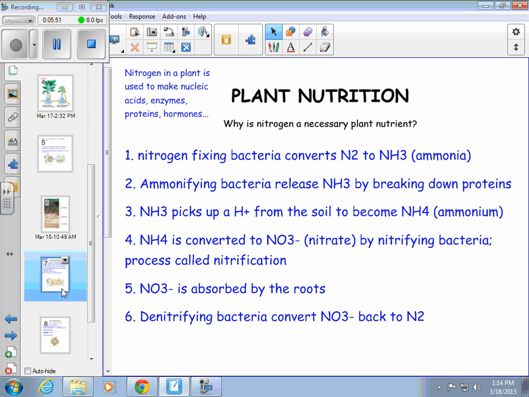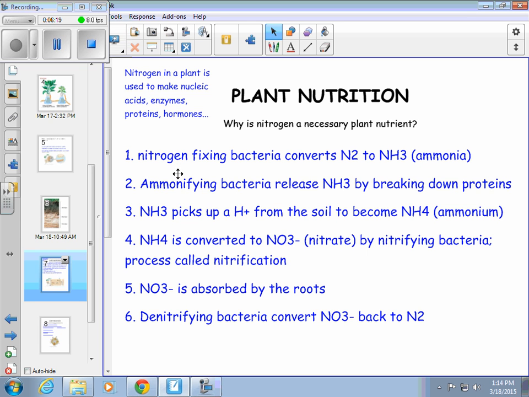Nitrogen is a vital nutrient to the growth of plants because the plant is going to use nitrogen to make all things related to proteins. Proteins are the organic molecule that has nitrogen in them. So a plant would use it to make more proteins or to make hormones, to make enzymes, to make nucleic acids that would make up DNA and RNA.